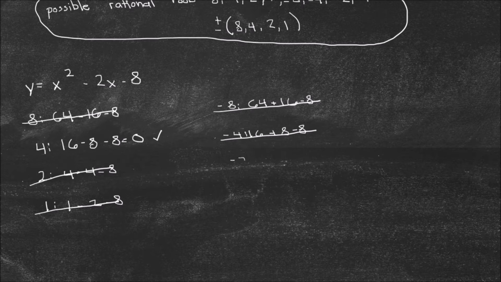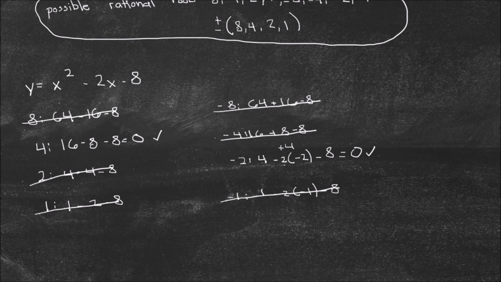Not going to work. Negative 2. Negative 2 squared gives me positive 4. Minus 2 times negative 2 minus 8. All right, so let's see. 4 minus 2 times negative 2 gives me 4 plus 4. So 4 plus 4 is 8 minus 8 equals 0. That looks good. That's another root. And then now let's try negative 1 lastly. I'll get negative 1 squared, which is positive 1, minus 2 times negative 1, minus 8. That's 1 plus 2 minus 8. That's not going to give me 0.